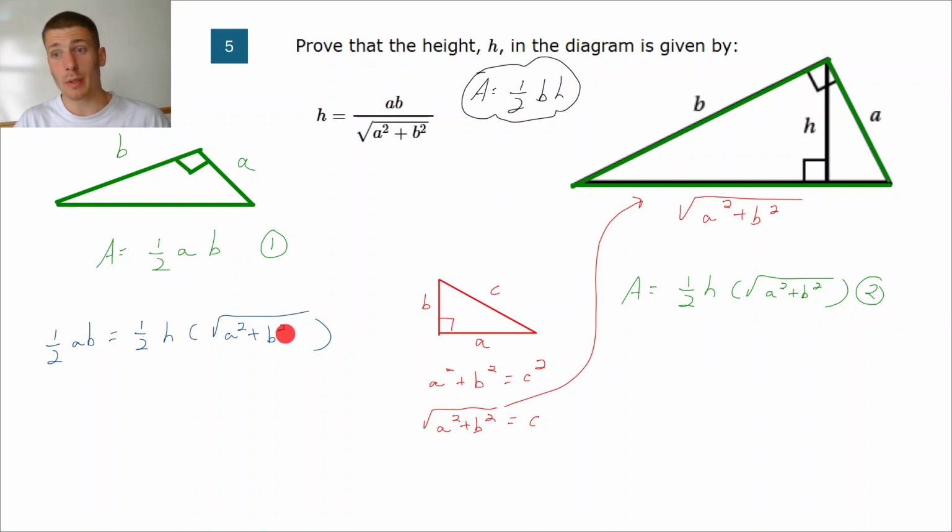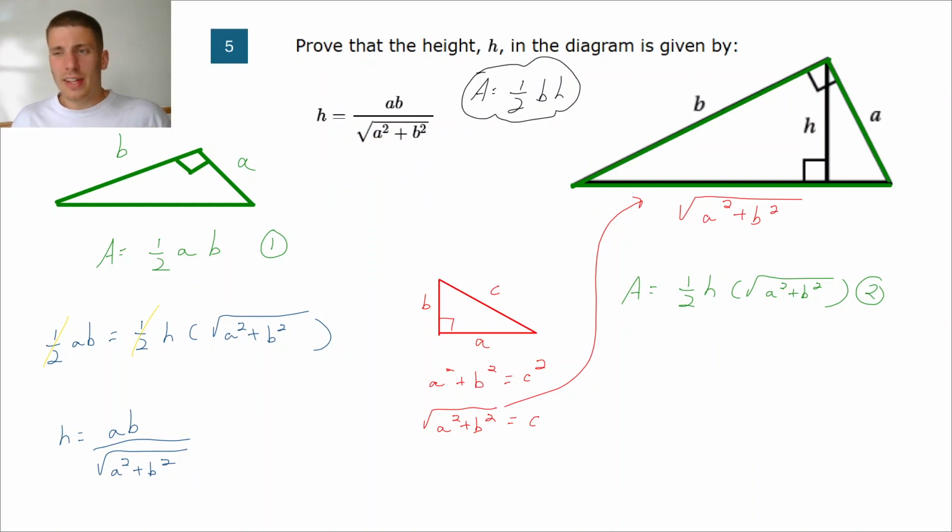I've got this root a squared plus b squared, which is also here. And I've got the letter h, which is good. What I notice here is that I can cancel the halves from both sides because they're on both sides. And I can divide the equation here because that's h times everything here. I can divide through by the root of a squared plus b squared and say that h is equal to ab over the root of a squared plus b squared. And you can see this thing here is exactly what I wanted from the question.